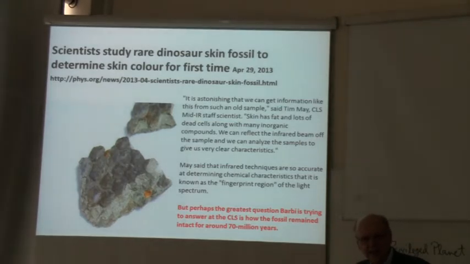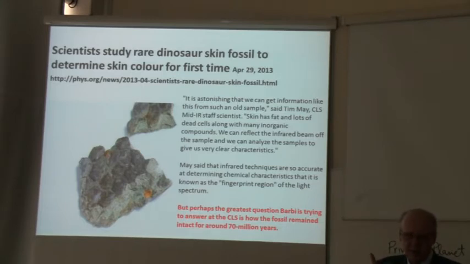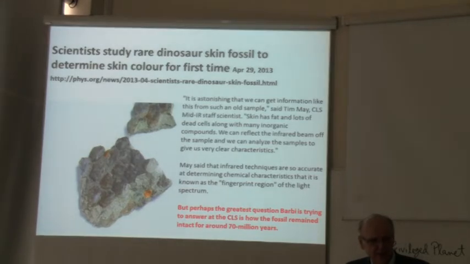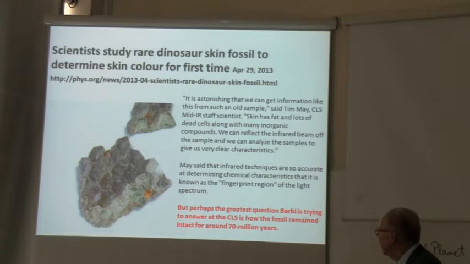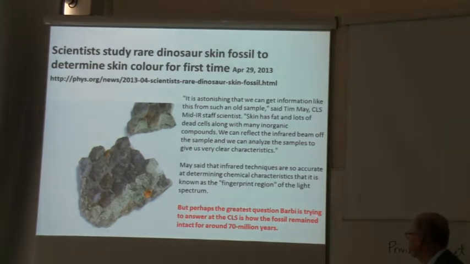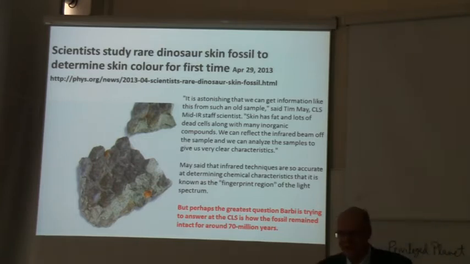Examples like this, we need just one example like this to destroy the neo-Darwinian myth. We got very many examples like this. Look at the scientific text. This is from the scientific journal. But perhaps the greatest question they are trying to answer is how the fossil remained intact for around 70 million years. That is a great question.